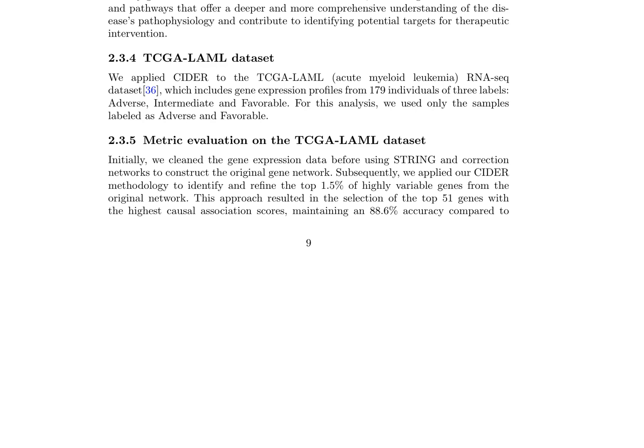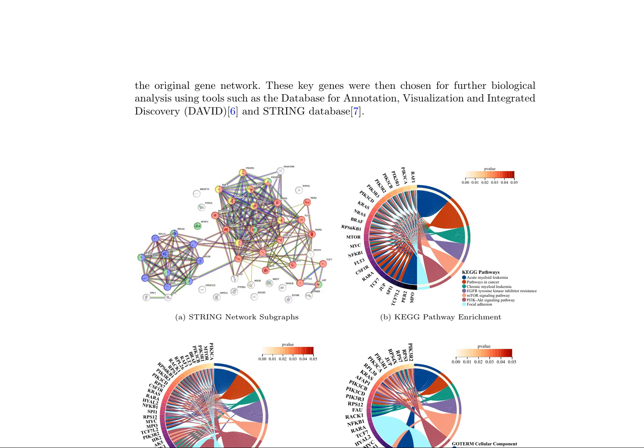The analysis of the TCGA LAML dataset demonstrates the effectiveness of the CIDER method in identifying key genes with causal associations with disease. The method's ability to filter and refine genes based on their causal association scores enables the identification of potential therapeutic targets and contributes to a deeper understanding of the disease's pathophysiology. The research paper presents a comprehensive analysis of gene networks related to acute myeloid leukemia, AML, using the CIDER tool.